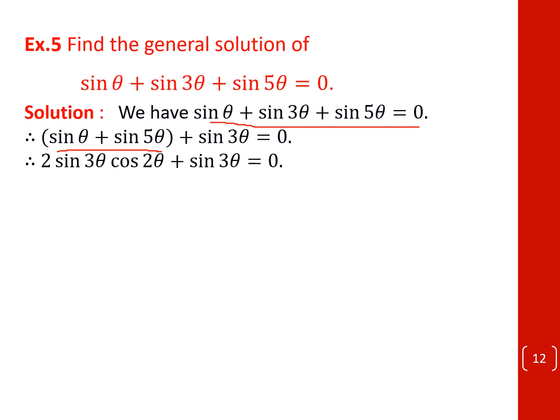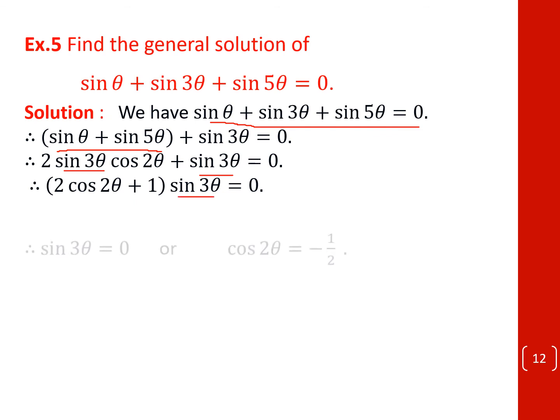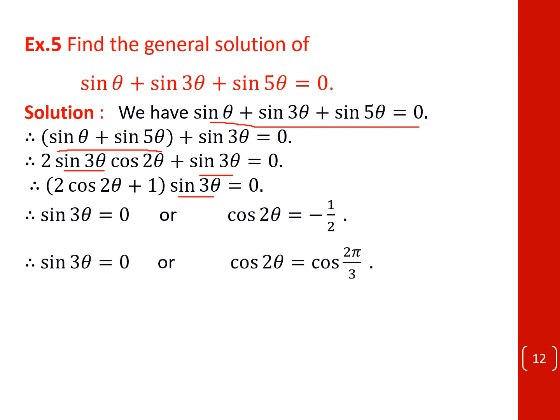Using that result, we have 2 sin 3 theta into cos 2 theta plus sin 3 theta. So from this student, we will take sin 3 theta common. So we have (2 cos 2 theta plus 1) into sin 3 theta equals 0. Therefore, we have sin 3 theta equal to 0 or cos 2 theta equal to minus 1 by 2. So student, we have sin 3 theta equals 0 or cos 2 theta equal to cos of 2 pi by 3.